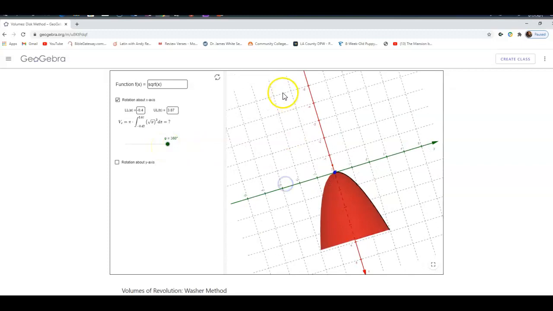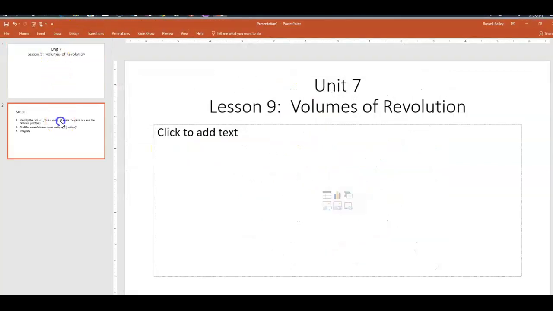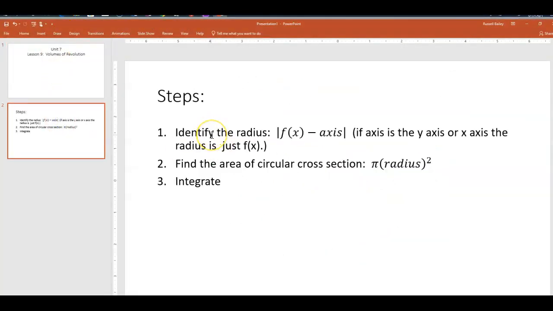Anyway, that's the idea. So let's go back to our notes right here. This is something you're going to want to write down. These are the steps that we're going to go through. So you might want to pause the video here and write these down, and then we'll go ahead and get started on some example problems.